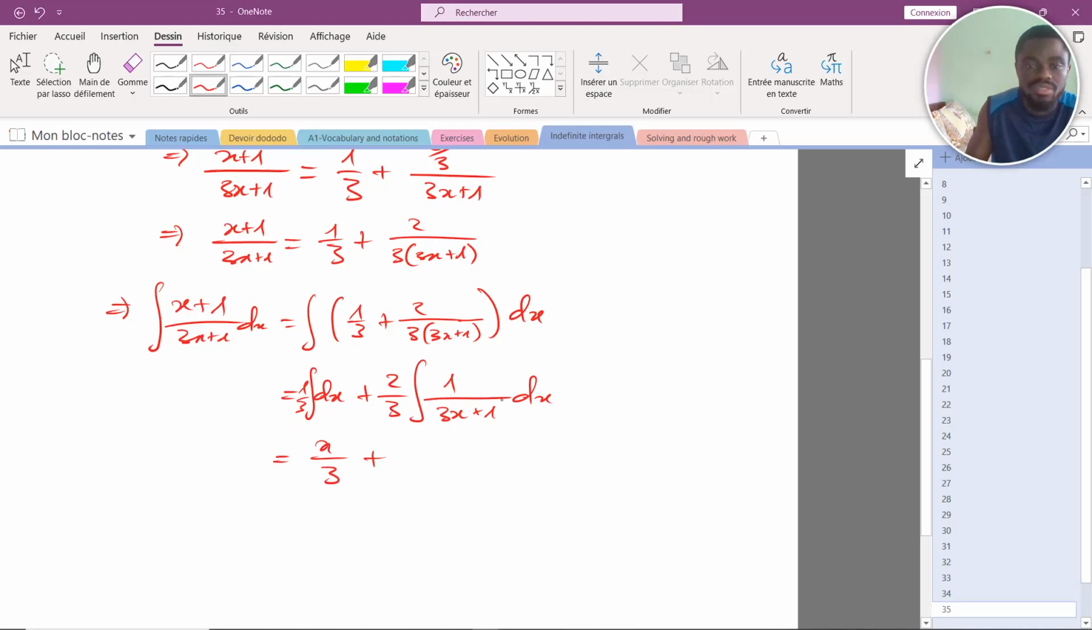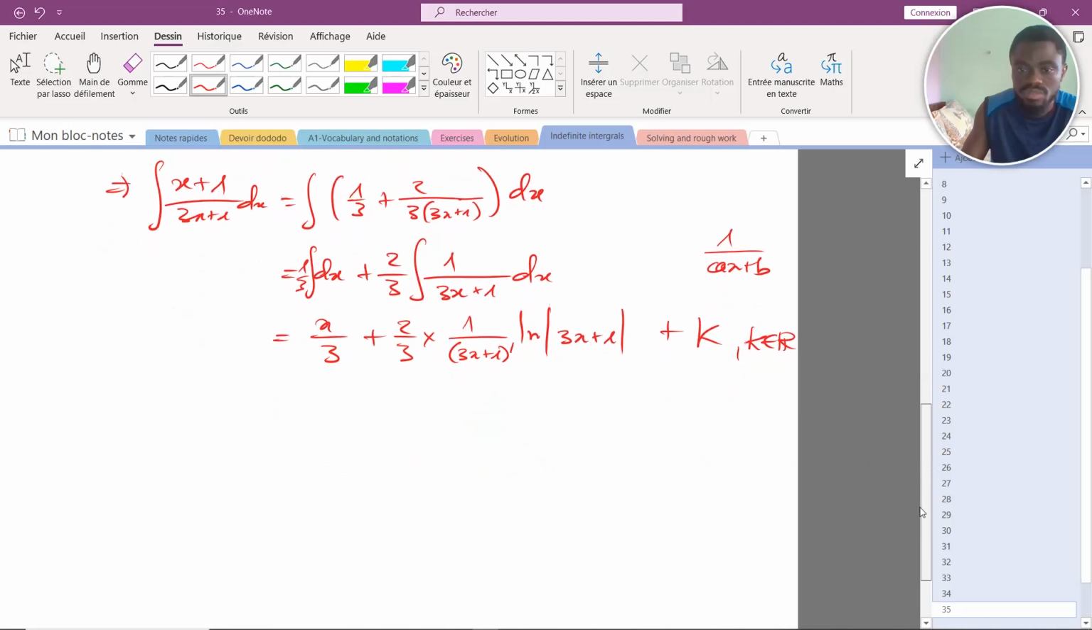When I integrate this, how do I integrate this? I'm in a case where I have to integrate 1 over ax+b. To integrate this will simply be equal to 2/3 times 1 over (3x+1)', ln of the absolute value of 3x+1, and don't forget plus our constant of integration k belonging to the set of real numbers.